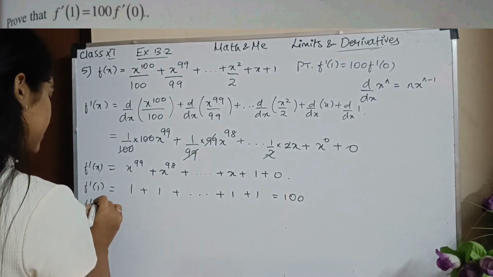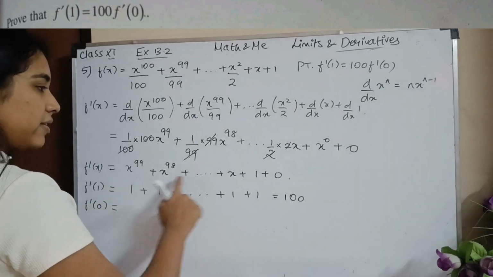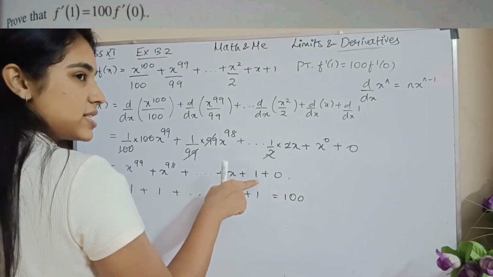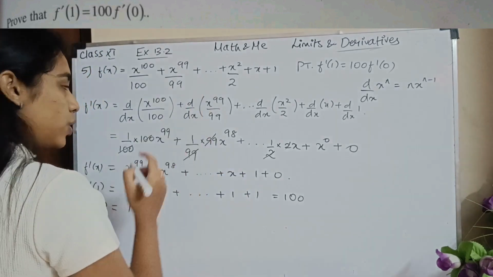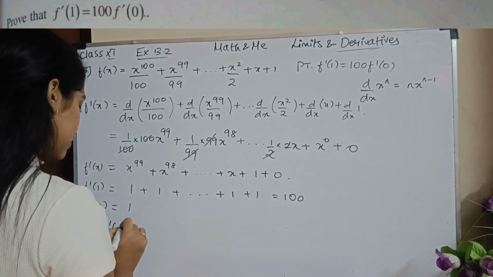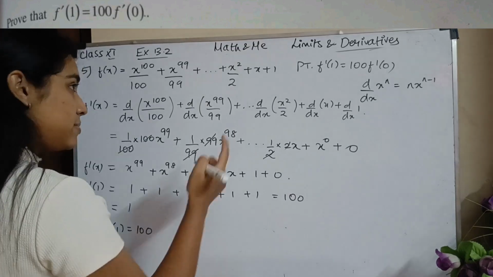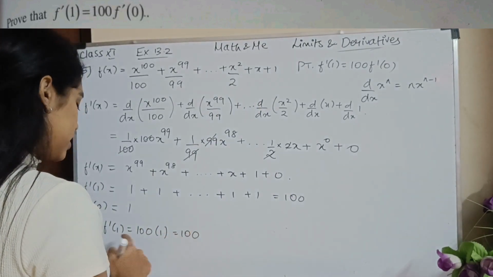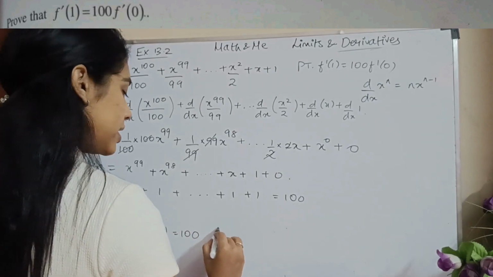Okay, and what is f dash of 0? I have to substitute 0 for wherever I have x. So I have 0 plus 0 plus 0 plus 0 except this. So I have a 1 here. So this is 1. So what do I have to prove? f dash of 1 is 100 times f dash of 0. What is my f dash of 0? Which is 1, so 100 times 1 is 100. So this is equal to f dash of 1, hence proved.